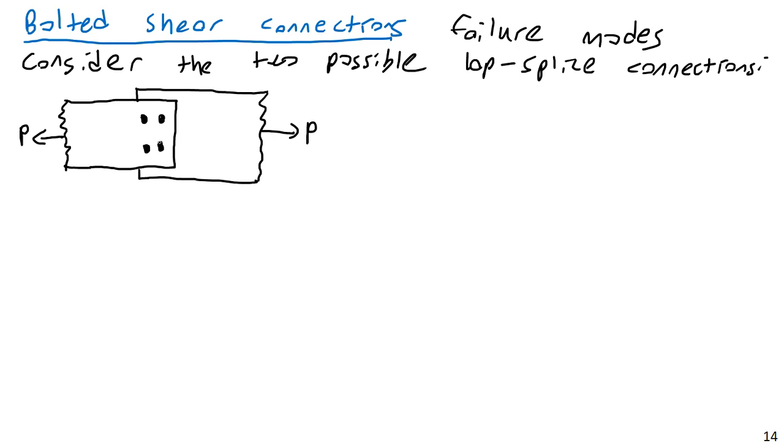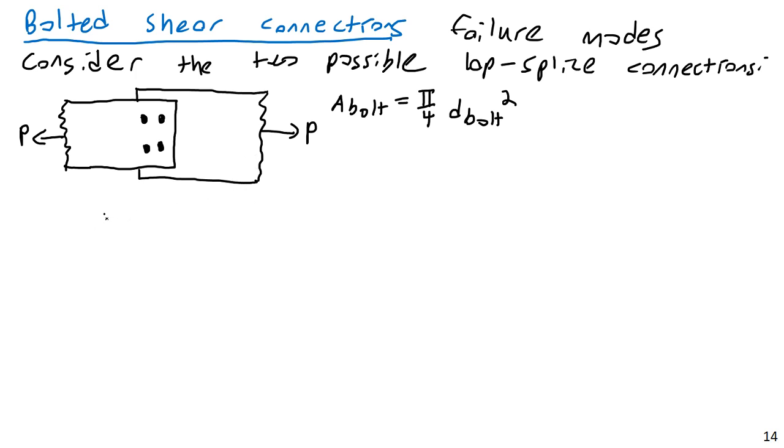Now, you don't have to have four, you can have many different numbers of bolts, sometimes getting quite numerous. But let's just draw this out and make it four for simplicity's sake. And let's consider the area of one bolt. The area of one bolt would be equal to pi over four times the diameter of the bolt squared. Just a very simple geometric calculation of the cross-sectional area of a circle.